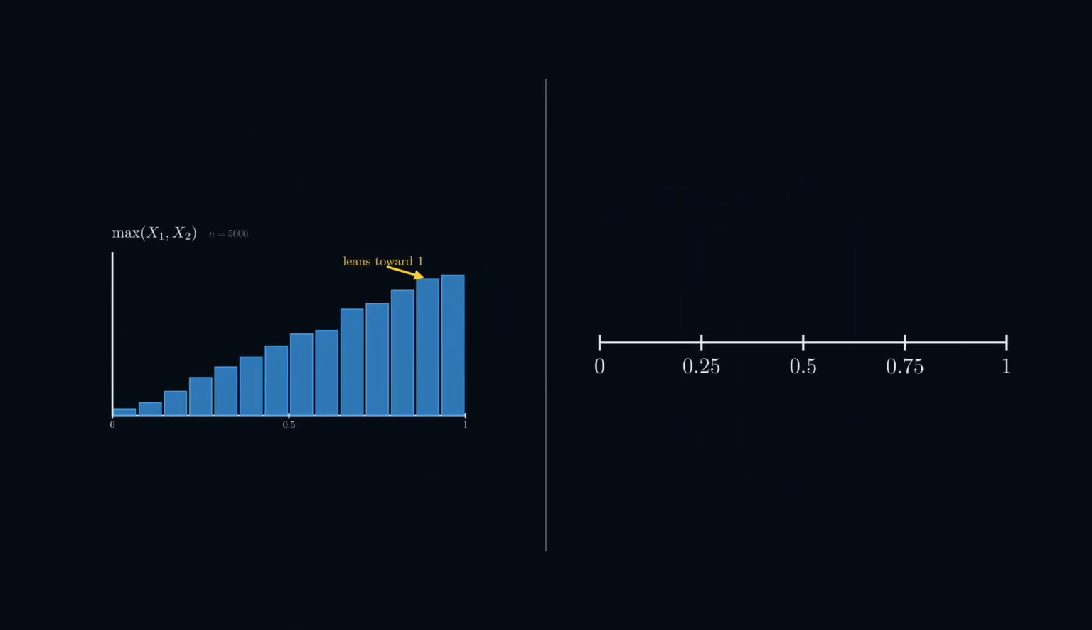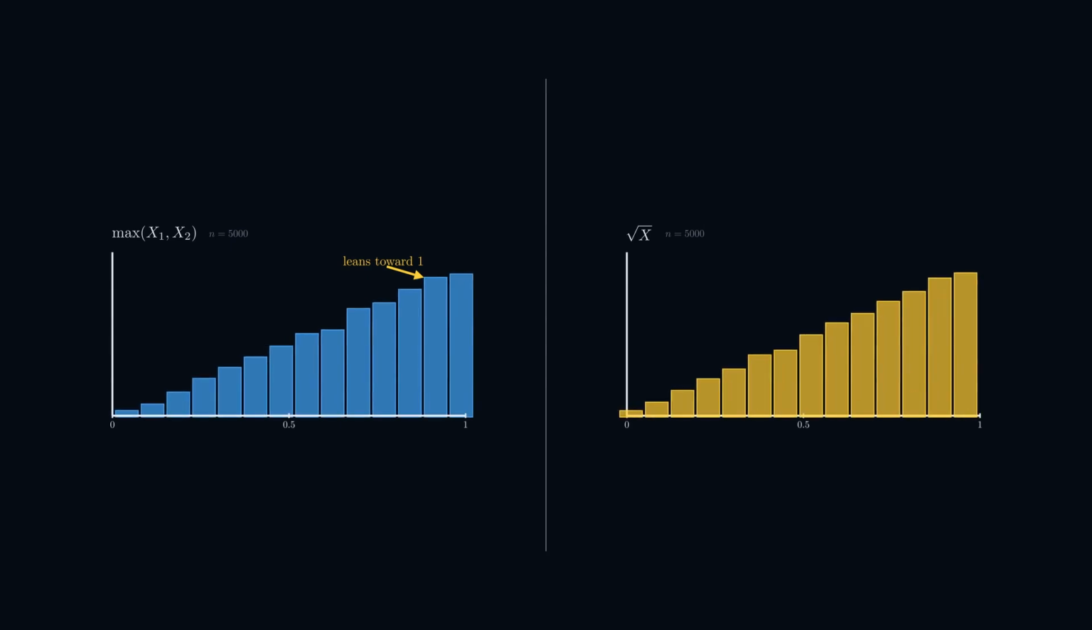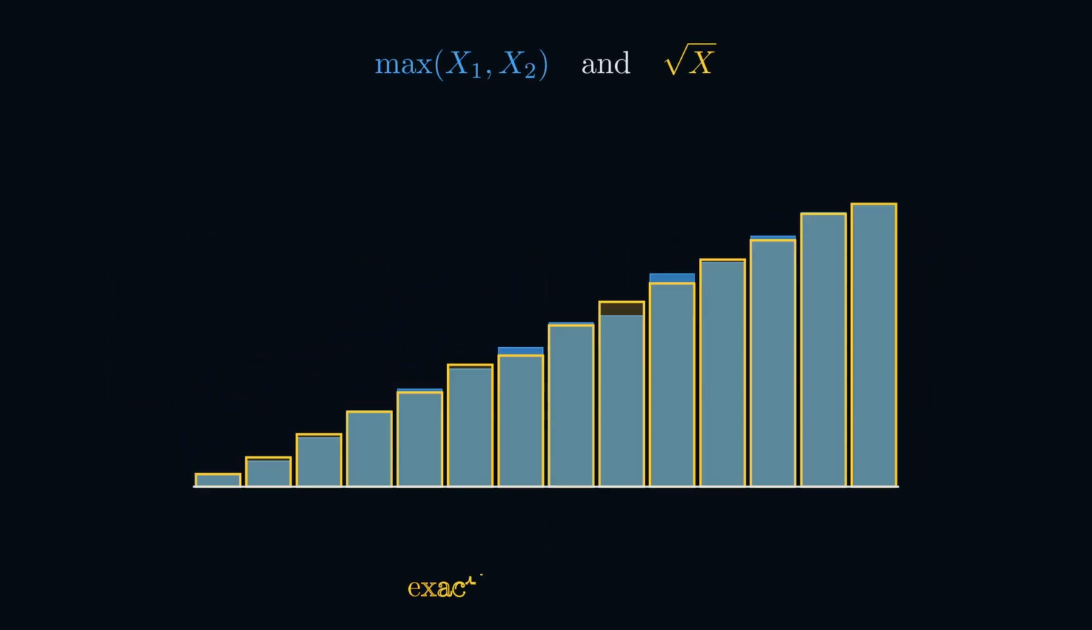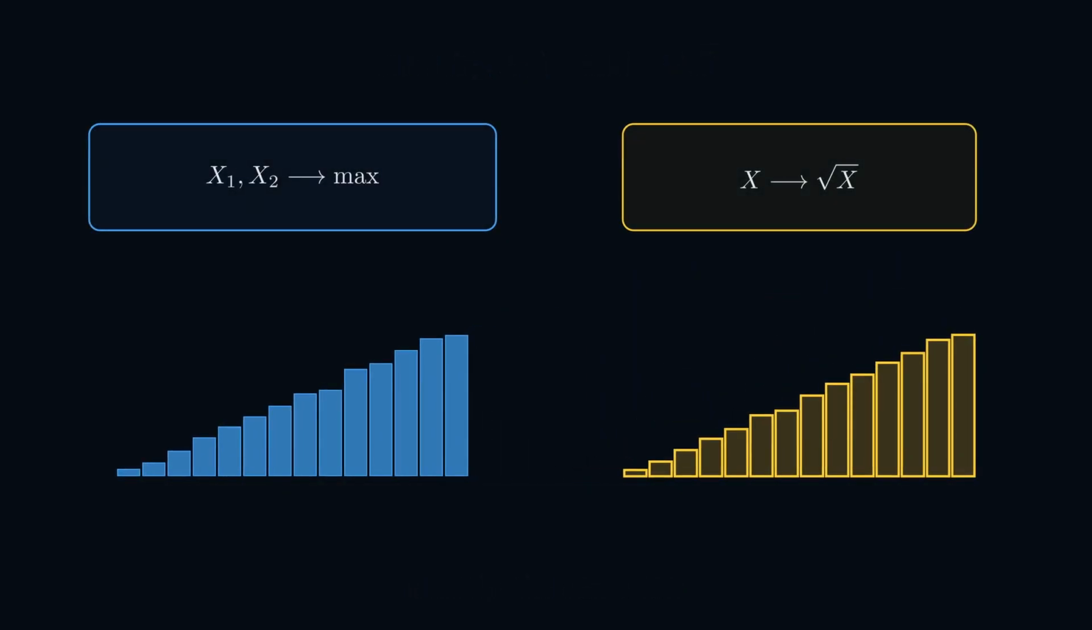But now, let's do something completely different. Pick just one random number between 0 and 1, and take the square root. Do that thousands of times as well. And somehow, you get exactly the same distribution. Not approximately the same, but exactly the same. Which is weird. These two processes don't seem like they should have much to do with each other. So why do they?